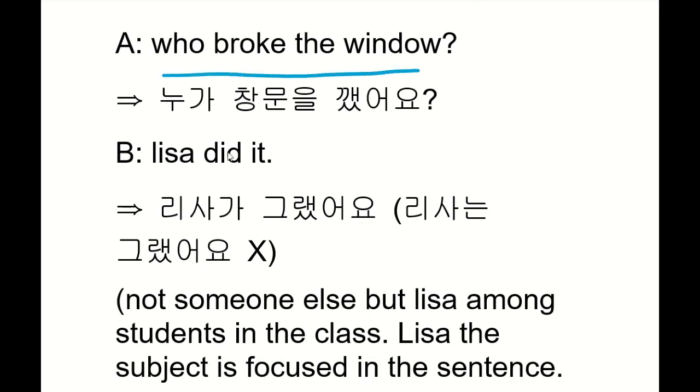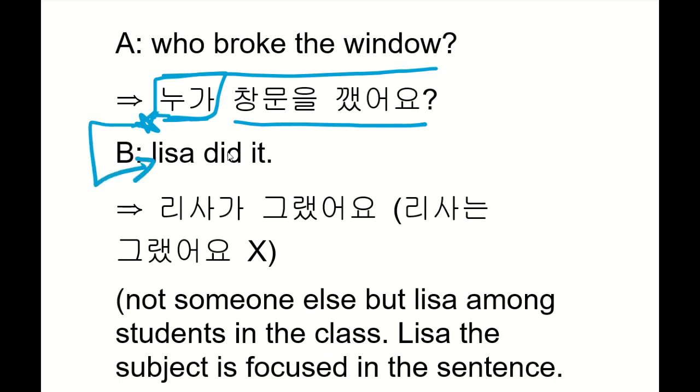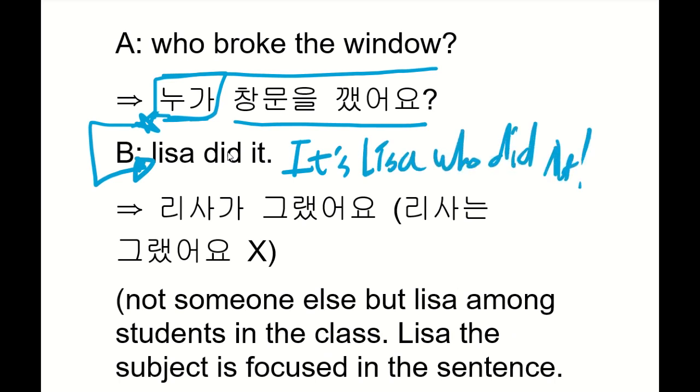Who broke the window? 누가 창문을 깼어요? Okay, so someone broke the window and I want to know who did it. So 누가 here, 누가 part. Lisa did it. So it can be translated as it's Lisa who did it. Okay. So I want to know who did it, and then we are focused on the Lisa part here, the subject. 리사가 그랬어요. Lisa did it. 리사는 그랬어요.